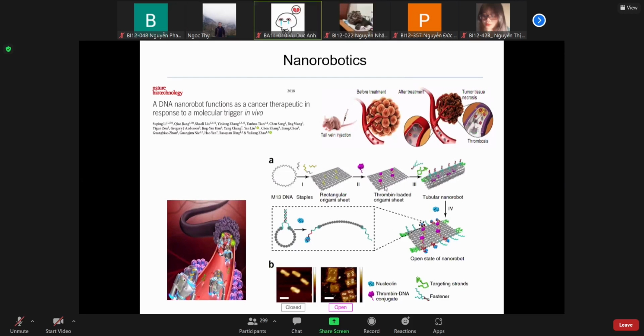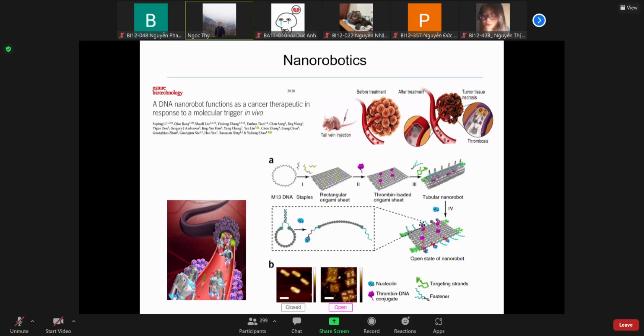Another DNA structure will be used as a table to make the plate sheet in here, circulate and make a tube shape like this, with a chemical region inside to kill cancer. And this structure, called the nanorobot structure, will be released into the blood vessel and travel in the blood vessel until it reaches the tumor cancer cell.